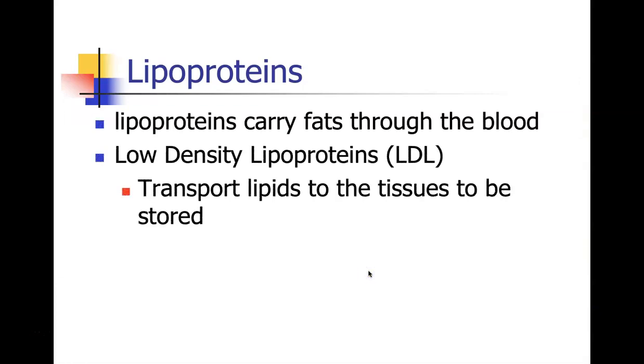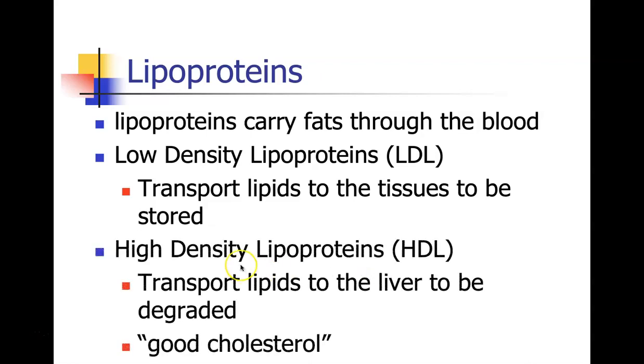Lipoproteins carry fats throughout the blood, and we come up with these when we hear about LDL and HDL. So the low density lipoproteins transport lipids to tissues to be stored, whereas high density lipoproteins, HDL, transport lipids to the liver to be degraded. And here's why we think of them as good cholesterol and bad cholesterol, is that the good cholesterol takes those lipids to the liver to be degraded. So you get less fat accumulation then due to these HDL levels. The LDLs, though, essentially transport lipids to tissues to be stored. And so you end up with more fatty accumulation in tissues because of this LDL.